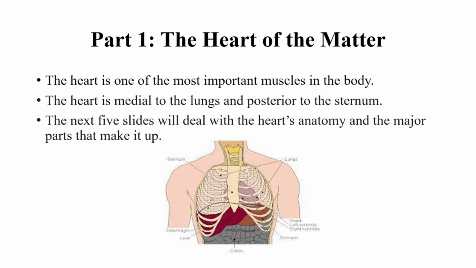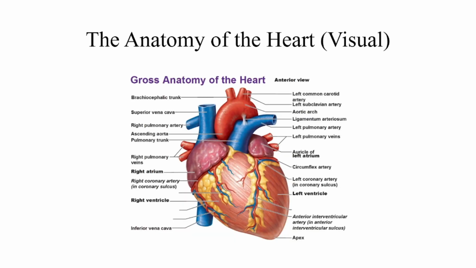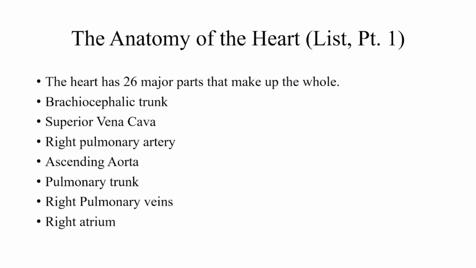The next 5 slides are going to be dealing with the heart's anatomy and the major parts that make it up. As you can see here, we have a rough diagram of the heart's gross anatomy in an anterior view. Here you've got all of the parts neatly labeled, just to show you the ins and outs of the organ itself. And then here I've condensed all of these into list form.